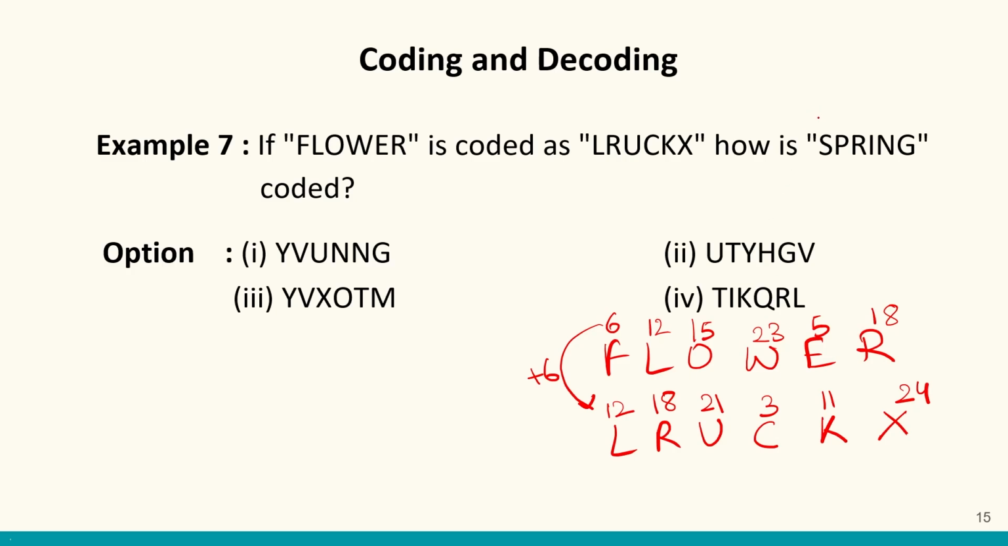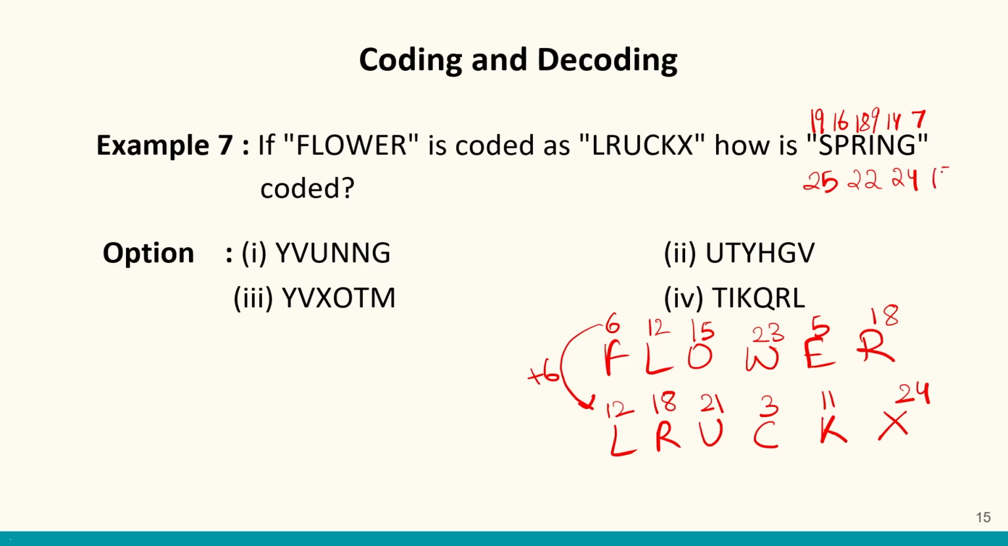S is coded as 19. P is coded as 16. R is coded as 18. I is coded as 9. N is coded as 14. And G is coded as 7. So we have to go 6 positions forward. 19 plus 6 will give the 25th position. 16 plus 6, 22nd position. 18 plus 6 will give us 24th position. This was 9.